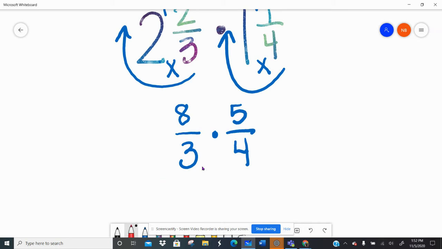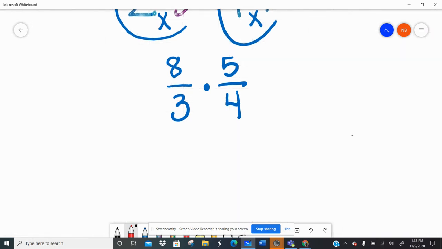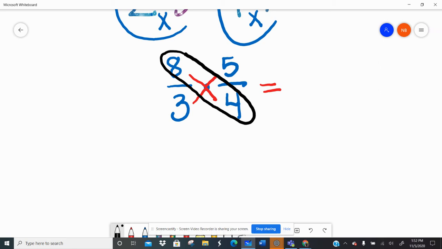So now I have a fraction times a fraction, right? That's what I want. I want two fractions. So at this point, I could very much do top times the top, bottom times the bottom. But again, I love to make numbers as small as possible. So I'm going to look at that 4 and 8. And those are both divisible by 4. 4 divided by 4 is 1. 8 divided by 4 is 2. So let's just do those numbers. Let's do 2 times 5 is 10. 3 times 1 is 3.